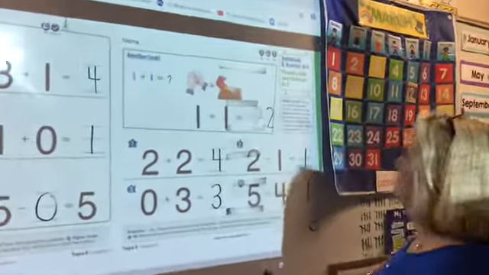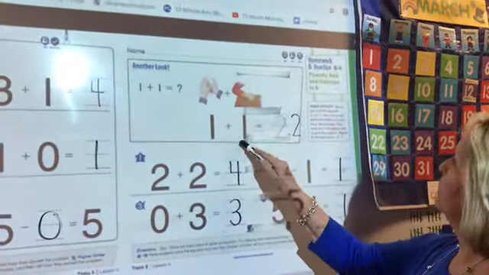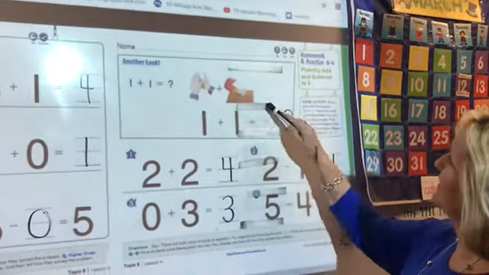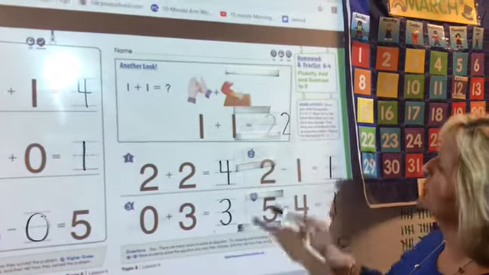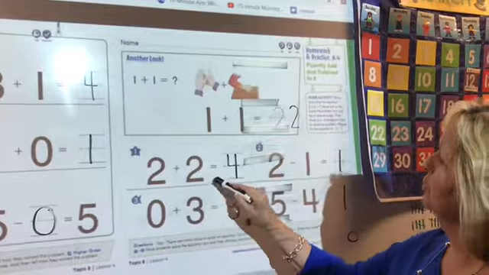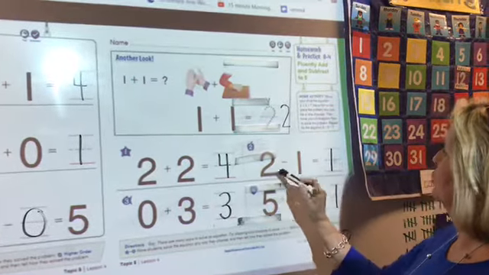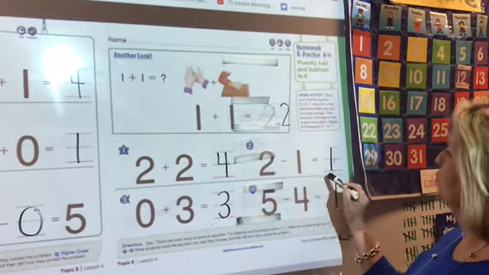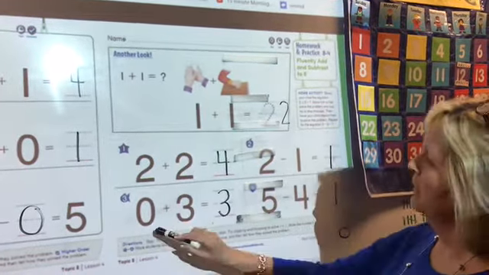Moving on to page 457, 1 plus 1 equals 2, and that tape is right there, so I put it over to the side. 2 plus 2 equals 4. 2 minus 1 equals 1. 0 plus 3 equals 3. And the last one is 5 minus 4 equals 1. Great job, Husky Pups. I'm back.